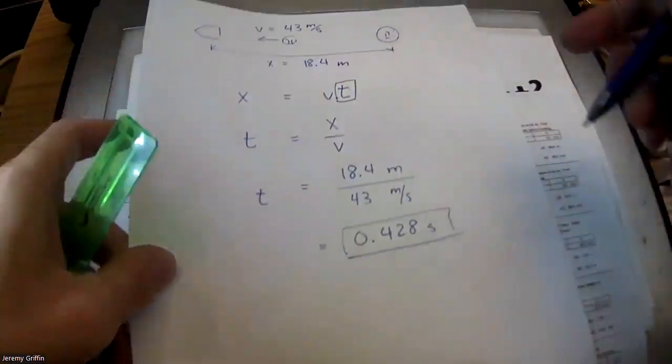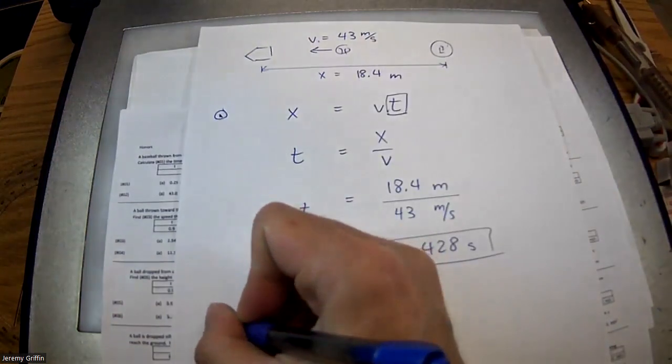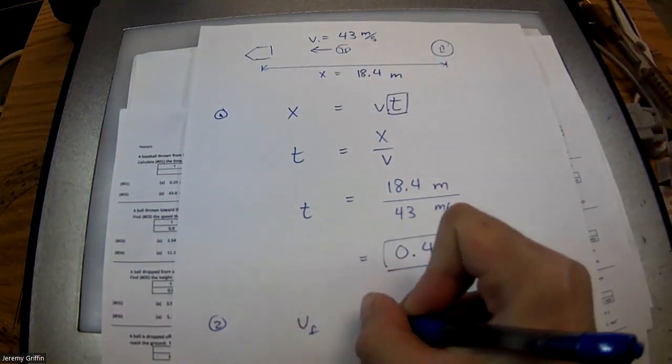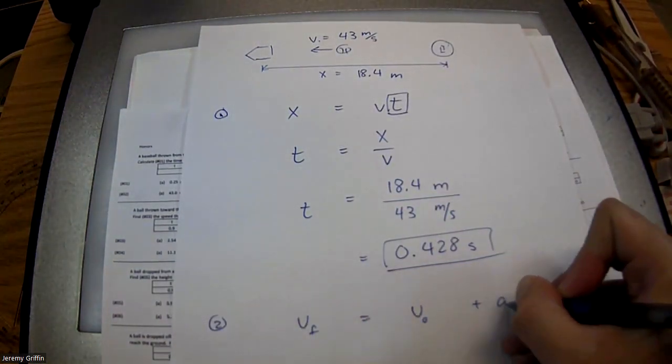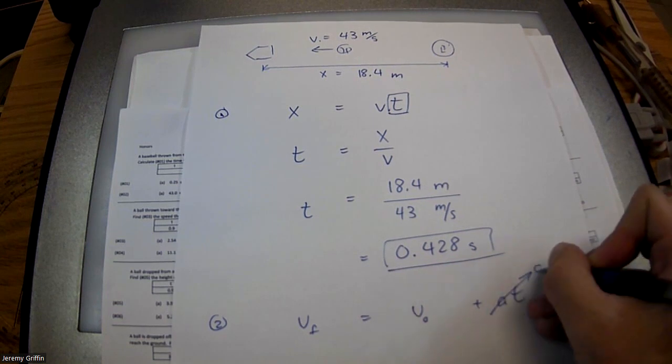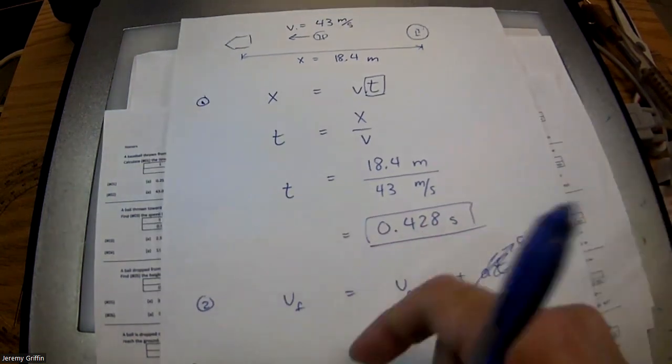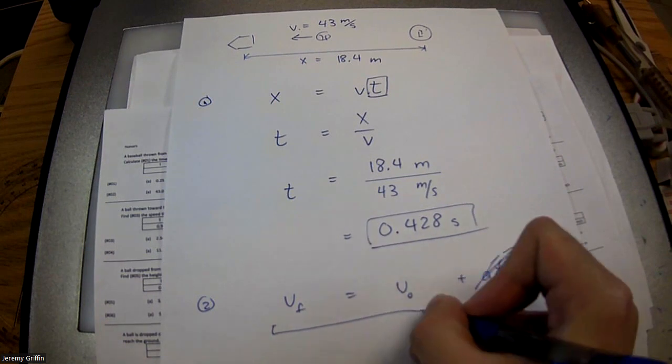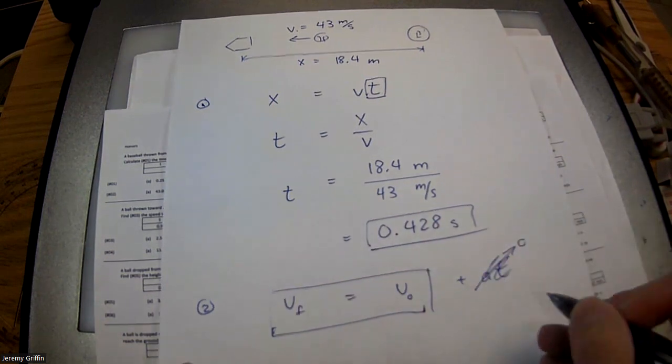All right. So you guys get on the first two questions then? Because that was number one. Number two is just velocity final equals velocity initial plus AT, but A goes to 0, so that whole piece goes to 0. So Vf equals V naught. Okay.